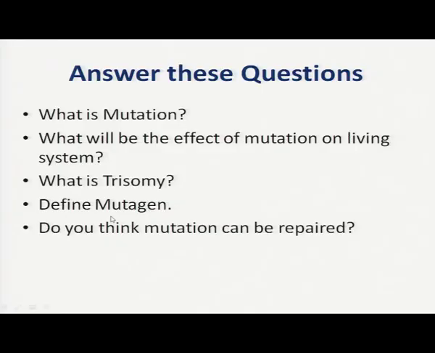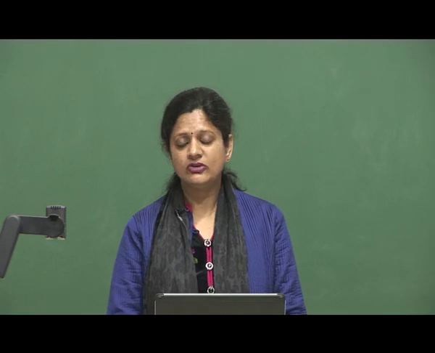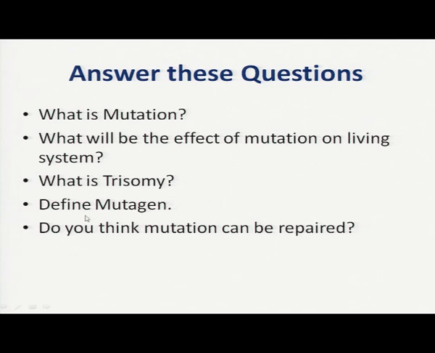Define mutagen. Mutagen is an external factor which leads to induced mutation in the DNA. The mutagen may be physical like radiation, UV rays and X-rays, or chemical. The chemicals include base analogues which are structurally similar to the normal bases, base modifying agents which can change the structure of the bases, and intercalating agents which insert themselves inside the normal sequences of the DNA. So, mutagens are the factors which cause mutation in the DNA.